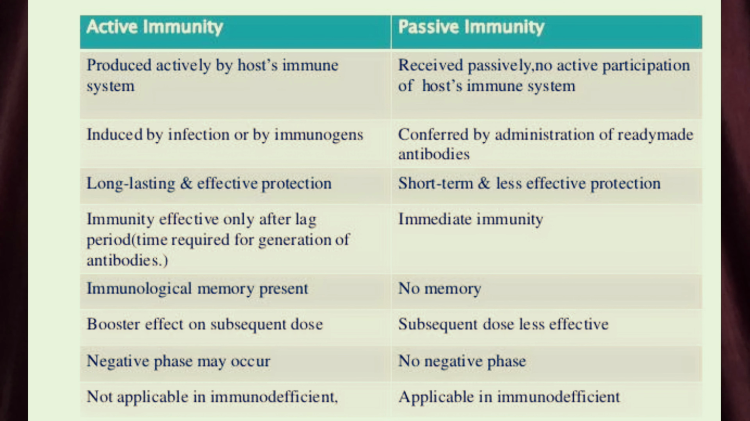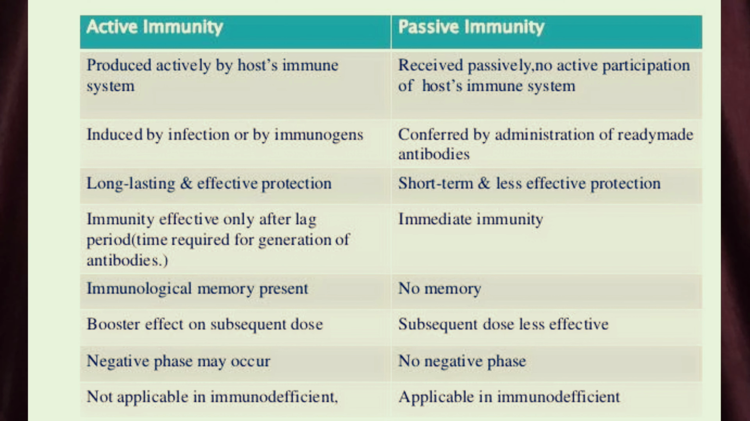Active immunity is long-lasting and effective protection, whereas passive immunity is short-term and less effective. Active immunity is effective only after a lag period, meaning the time required for generation of those antibodies, whereas passive immunity is immediate immunity. Active immunity gives immunological memory, whereas in passive immunity, no memory is present.